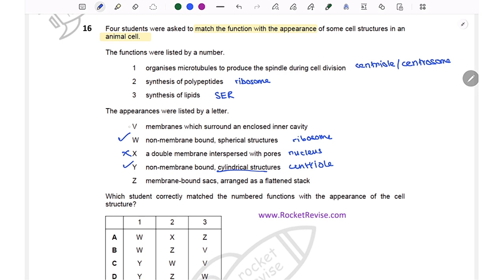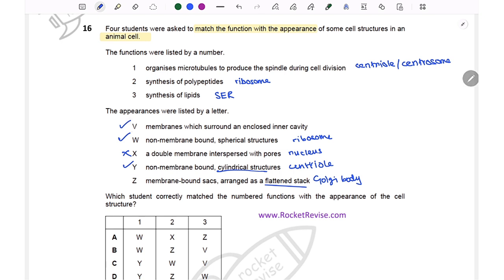C is, now V and C, this is a common mistake to make. So you might think membrane bound sacs arranged as a flattened sac is SER, but anytime they use flattened sac, that's more of the wording used for Golgi body. And for this, in this part, they would talk about packaging or processing of something. And since they talked about site of lipid production, that is SER, and this is going to be the answer for that.